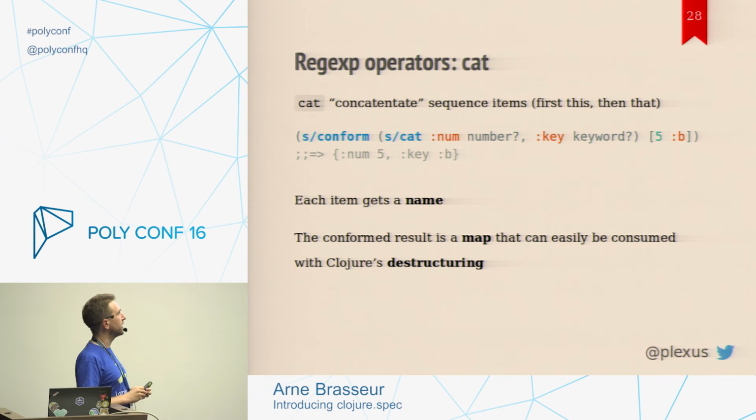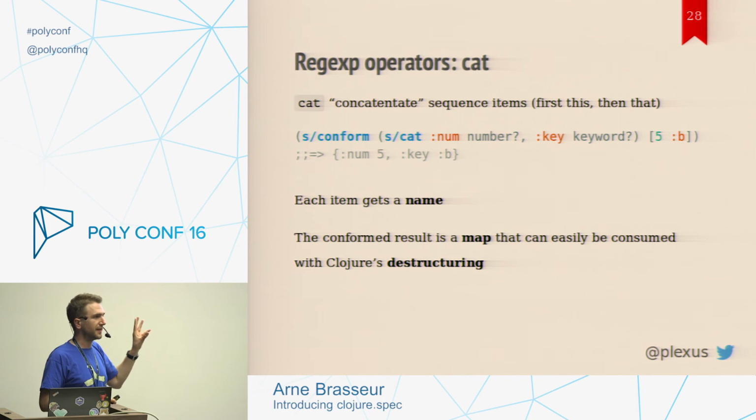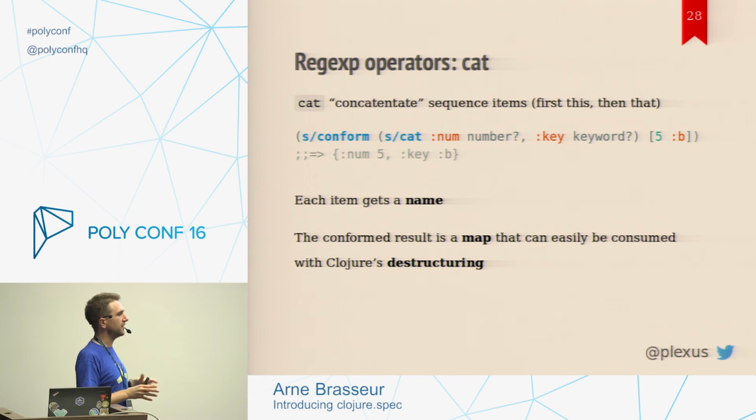An interesting thing to note here is that the syntax says that we need to give each element that we're specifying a name. So here I'm saying the first thing needs to be a number, and I'm going to call that num. I could also have called it quantity or any name that makes sense in my program. And the second thing is a keyword, which I'm calling key.